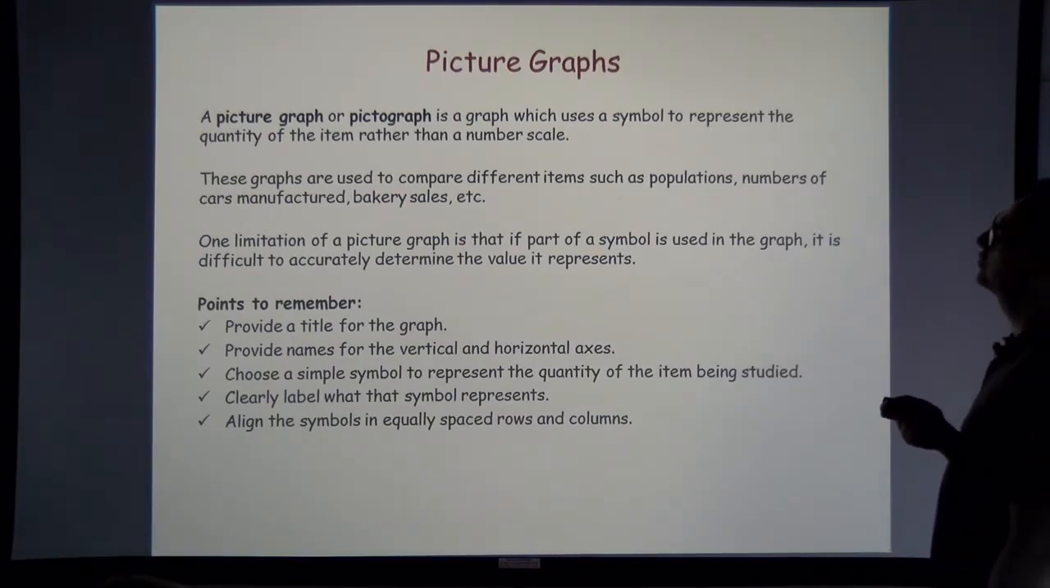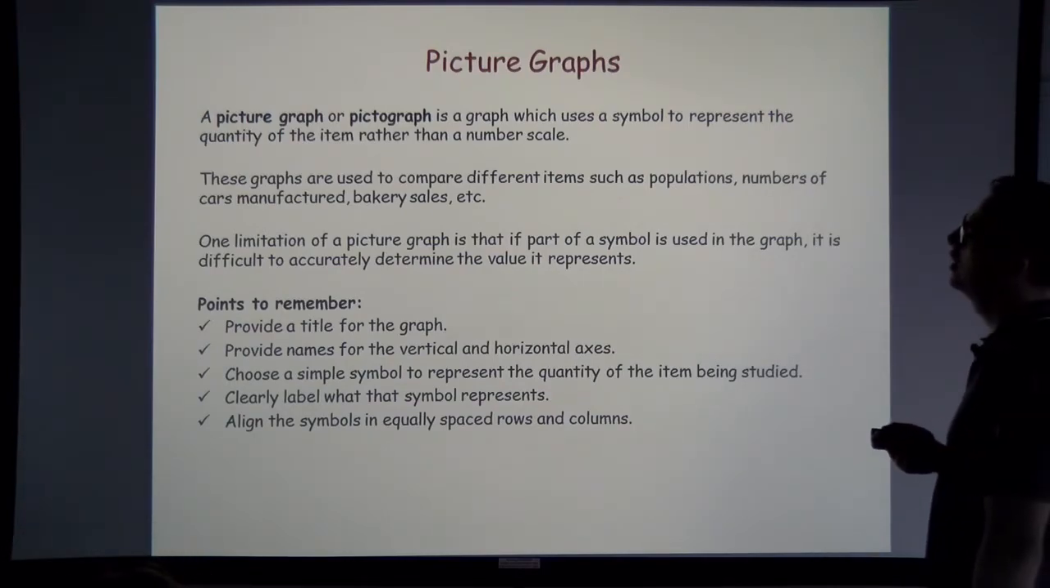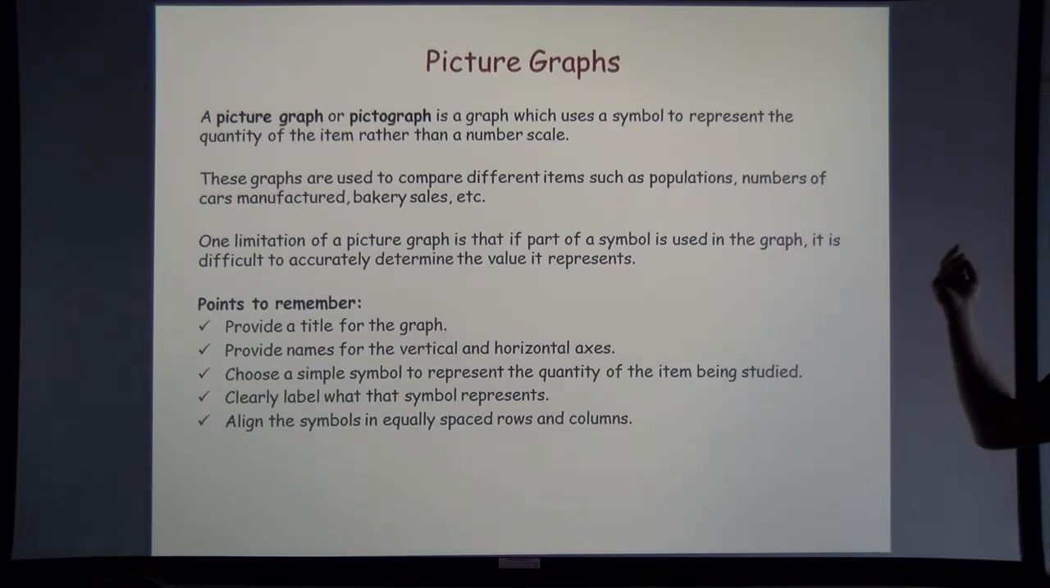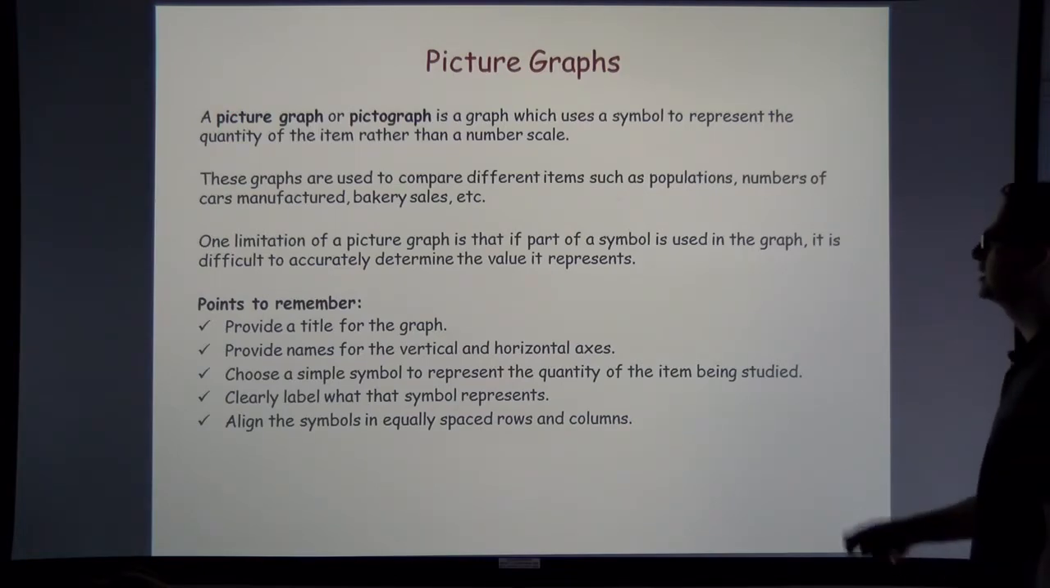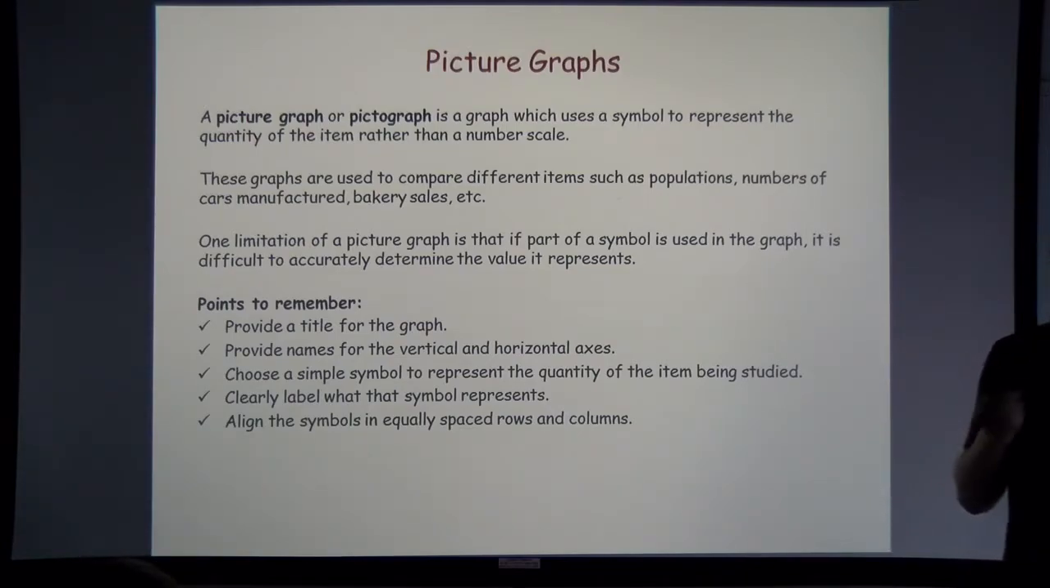Picture graphs or pictographs is a graph which uses symbols to represent the quantity of the item rather than a number scale. These graphs are used to compare different items such as populations, numbers of cars manufactured, bakery sales. One limitation of a picture graph is that if part of the symbol is used in the graph, it is difficult to accurately determine the value of its representation.